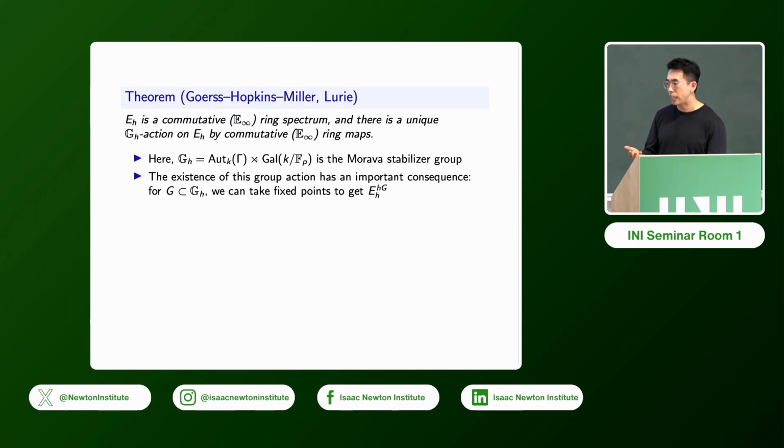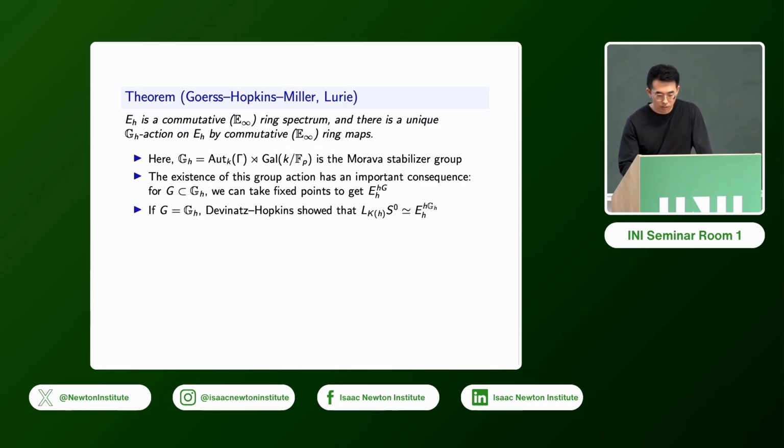Because now that we have a G_h action on E_h, we can take fixed points. For a subgroup G in G_h, we can take homotopy fixed points to get E_h^{hG}. If I take G to be the full stabilizer group G_h, then Devinatz and Hopkins showed that this homotopy fixed point is equivalent to the K(h)-local sphere.